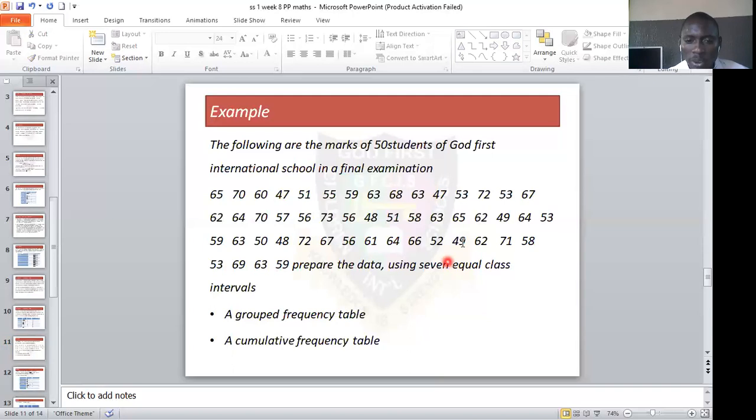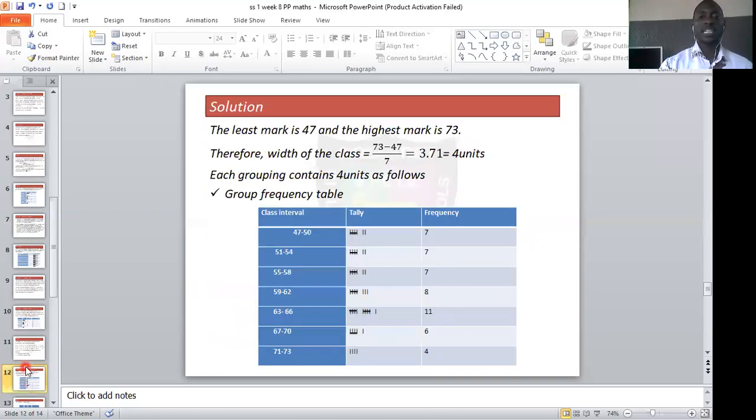1, 2, 3, 4, 5, 6. It should be 6, not 7. 47 to 50 in the interval is 6 and not 7. It's 6 and not 7.